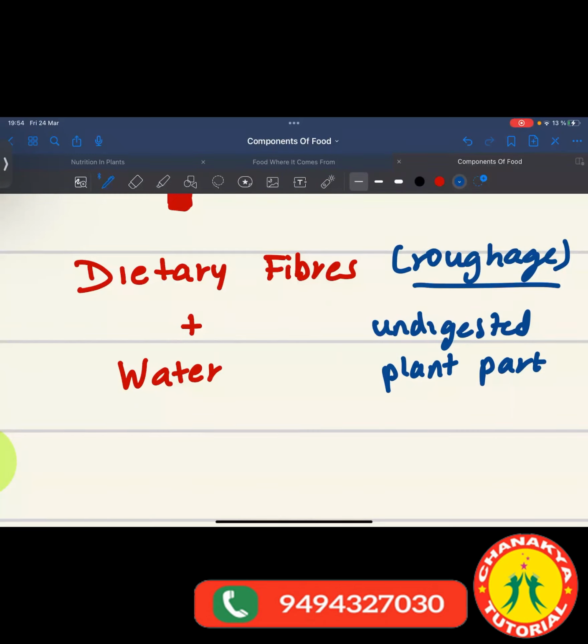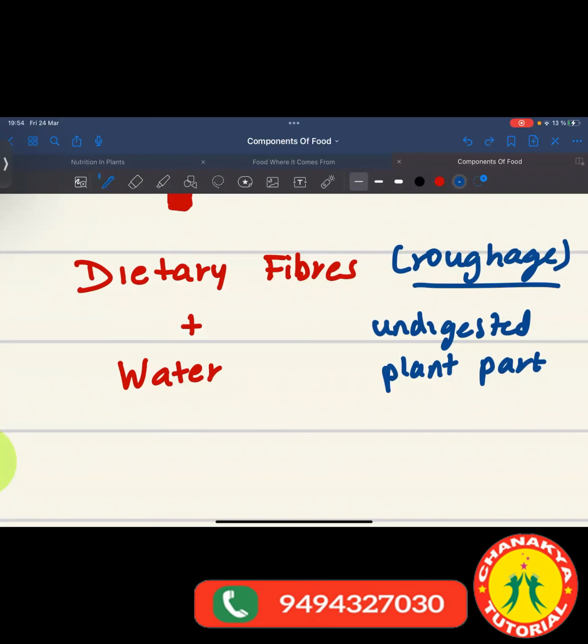Roughage doesn't have any vitamin, mineral, protein, it doesn't have anything like that, but it just helps in smoothening of our body. You know that food is taken through your mouth, goes through your esophagus, that is your food pipe, then goes through your stomach, goes to your intestine, and then your anus, right? In order for the food to move smoothly in your intestine, roughage is required. Smooth movement of food in your intestine is only proper digestion.